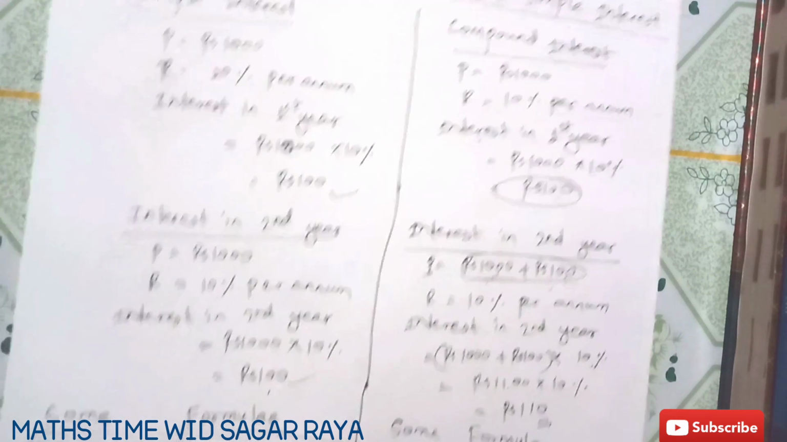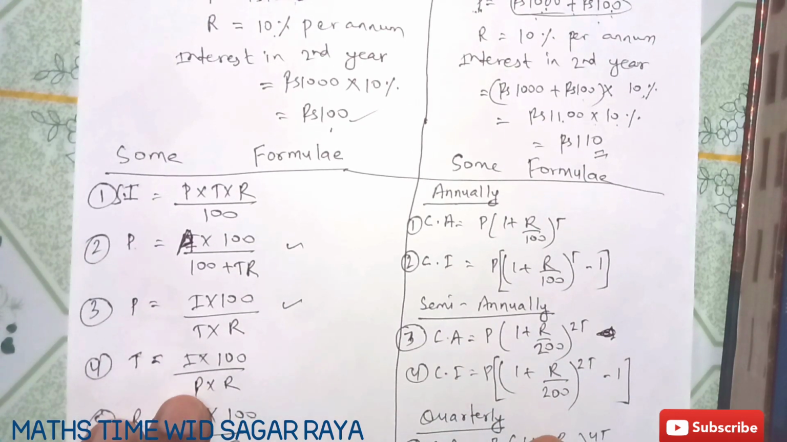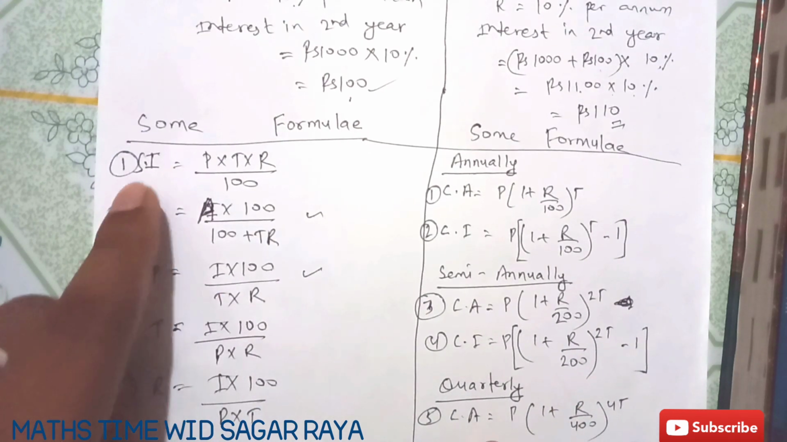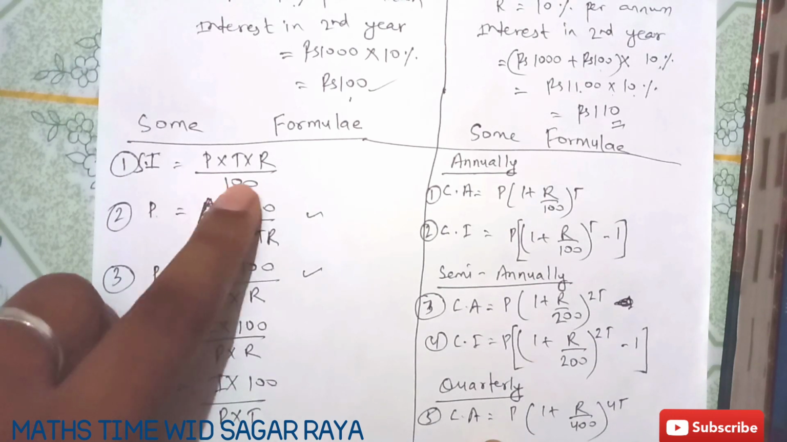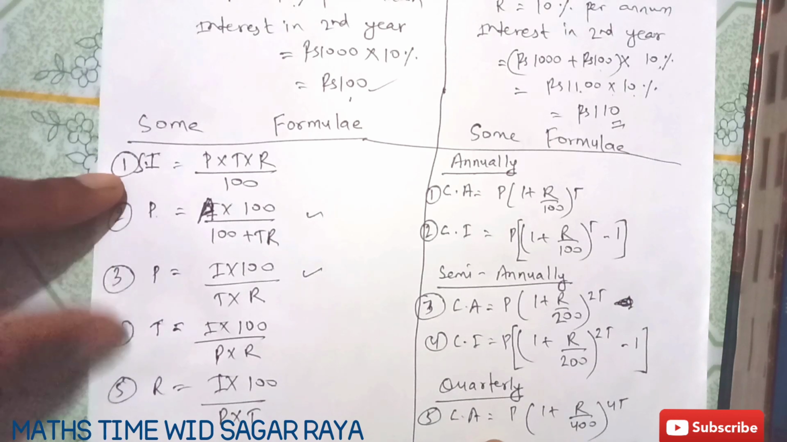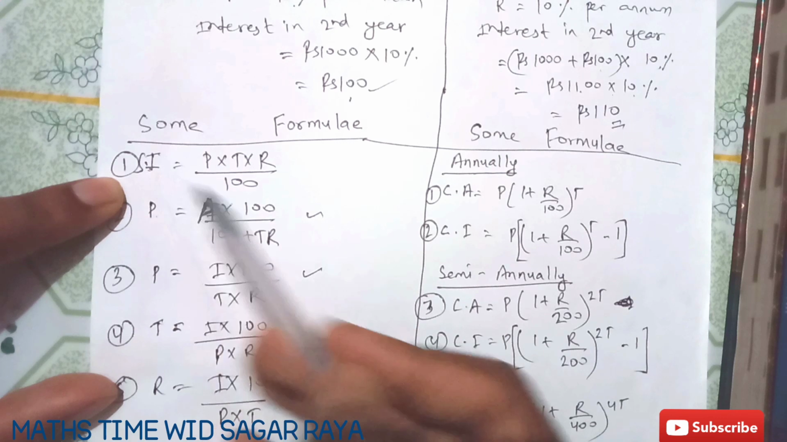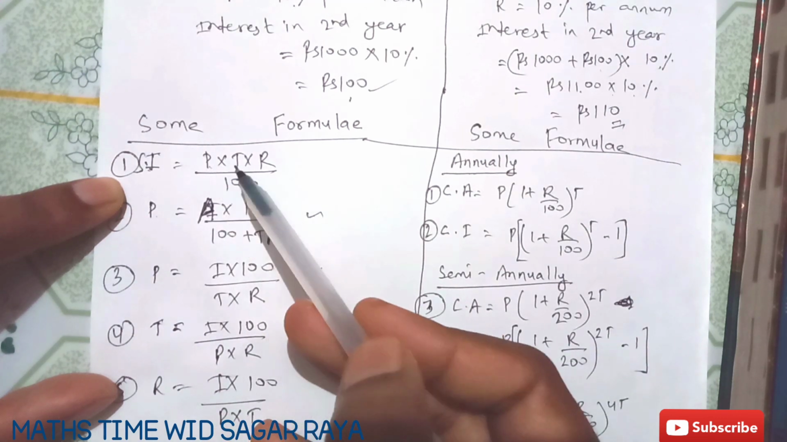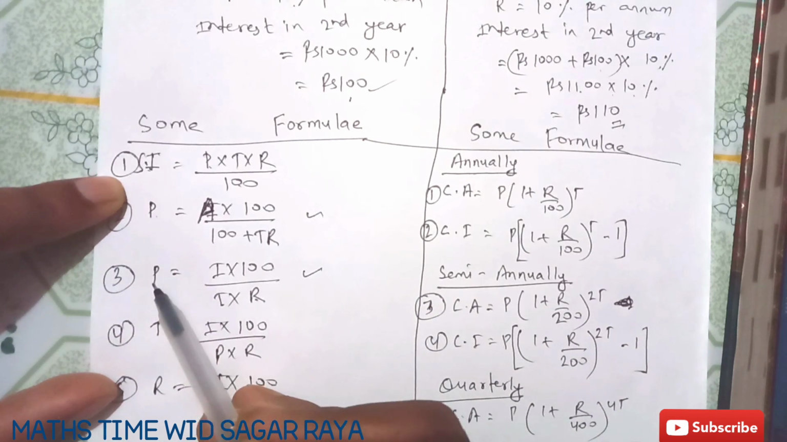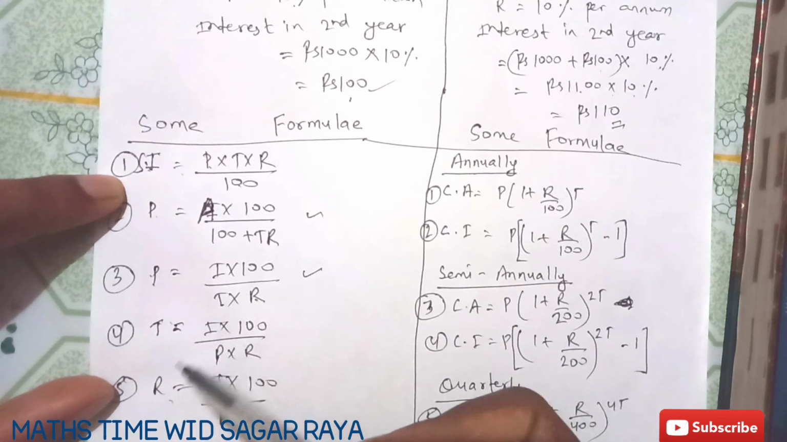Now let's go to some formula. On the left side I have written some formulas related to simple interest. So simple interest is P into T into R by 100. From this number 1 we have derived the number 3, 4 and 5 formulas. Suppose this simple interest is multiplied by 100, and P, T and R are brought to the downside, then it becomes the formula of principal. So from this formula we can derive this formula, and we have got one more formula.